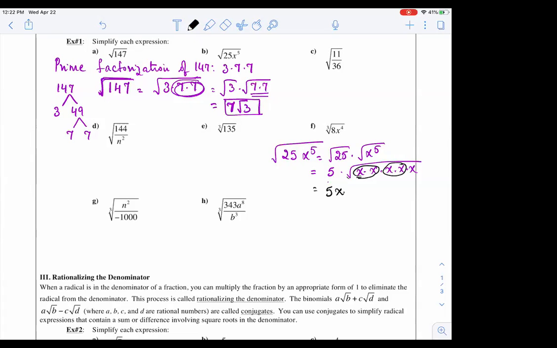So one goes out from each factor pair. One from here went outside, one from here went outside, and the remaining one stays inside because we don't have another pair to kick it out of the square root. So this is 5x squared, and the one that's sitting alone without a pair stays inside the radical. So this is the answer for that. I want you guys to take a little bit more time to see if you really understood this, and ask questions if you have any.